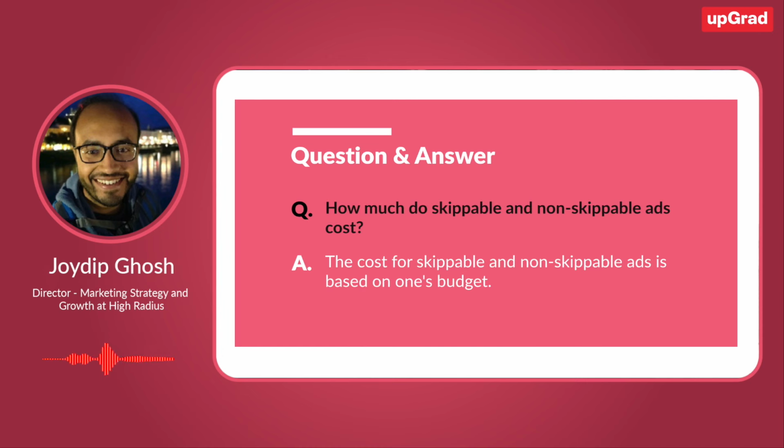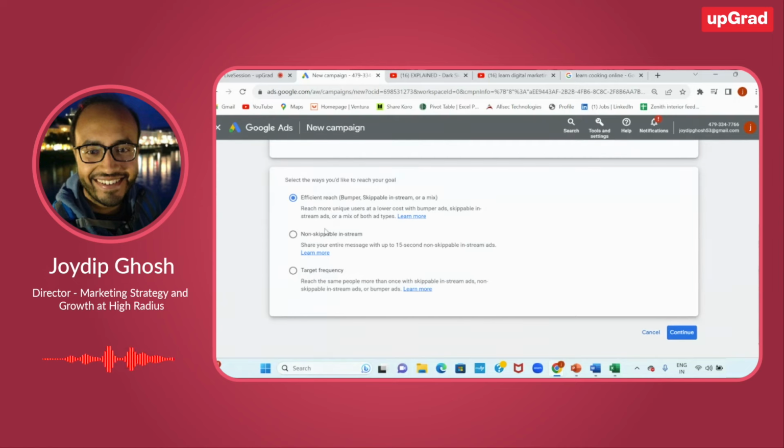So here I'm using efficient reach. Non-skippable in-stream is if you want to go with a non-skippable ad. Target frequency is a new concept where you want to show your ad multiple times to the same person. It is like ad sequence, but here instead of showing a sequence of 3 videos, you will keep showing that one video many times to that particular person. That is called target frequency. It is not used so much these days, but non-skippable is basically when you want to create a campaign where you will not have a skip button, and efficient reach will have a skip button. Okay, so I'm selecting efficient reach here and we'll continue.